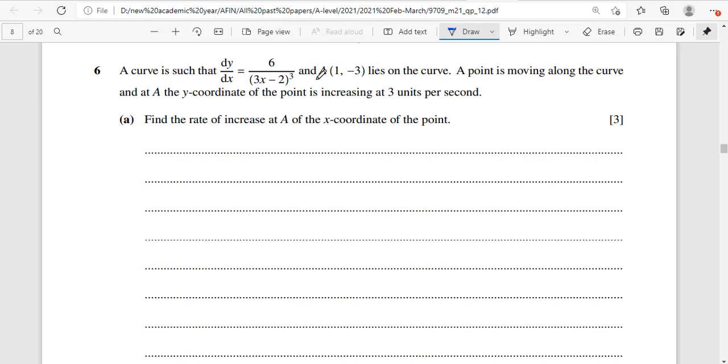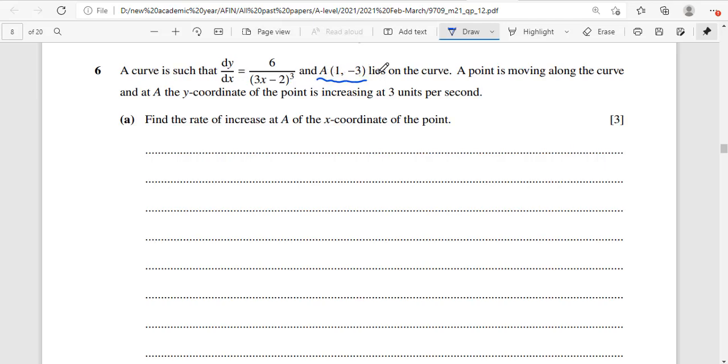And a point is given, (1, negative 3), which lies on the curve. A point is moving along the curve and at A, the y coordinate of the point is increasing. See, y increasing means y changes. Then this sentence tells you dy/dt. dy/dt is 3. This is the key. Y increases, it means y changes. Then this is dy/dt, equal to 3 units per second.